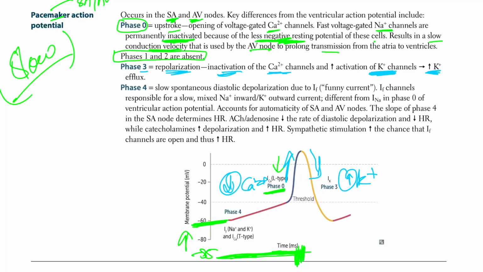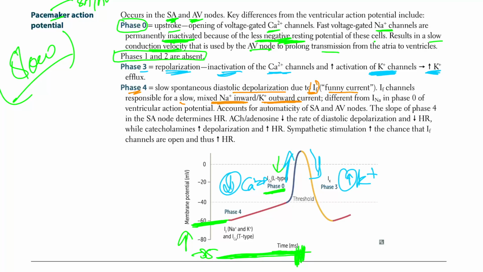Lastly, what is phase 4? Let's talk about that. Phase 4 is a slow, spontaneous diastolic depolarization. It is due to IF, the funny current. Funny current, important. IF channels are responsible for slow mixed sodium inward current. What are IF channels? They're mixed channels. They will allow sodium inward and potassium outward current.